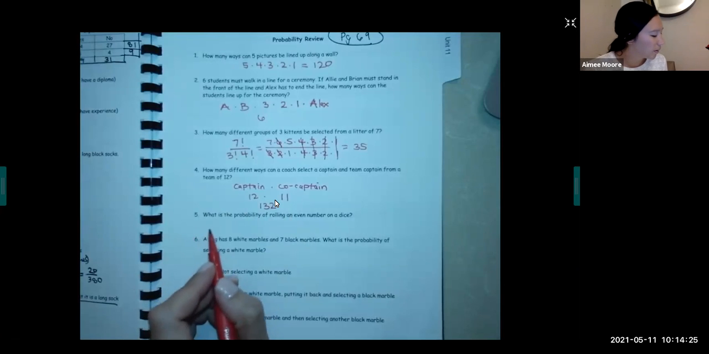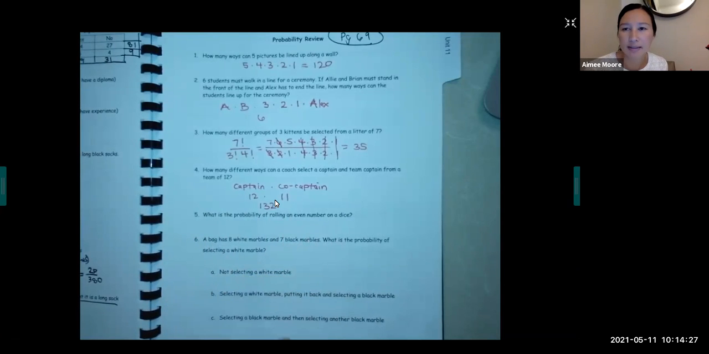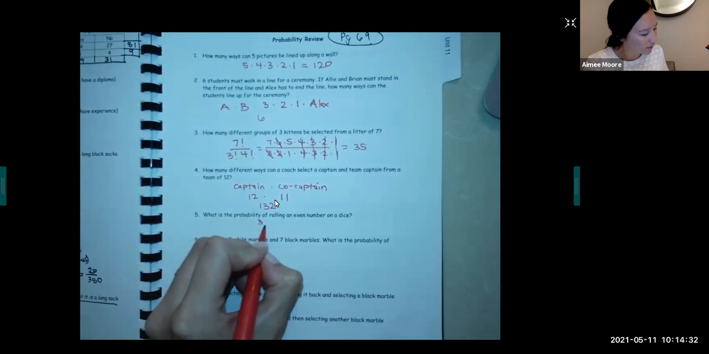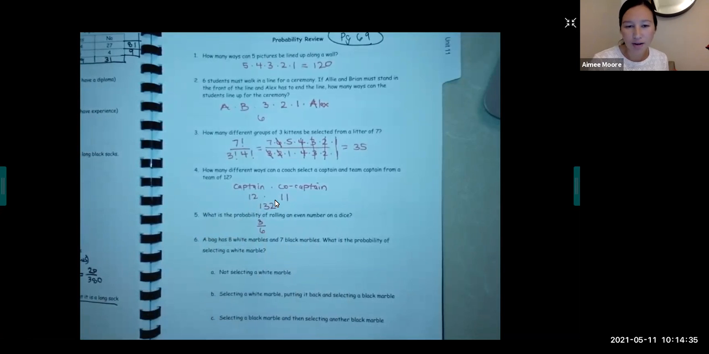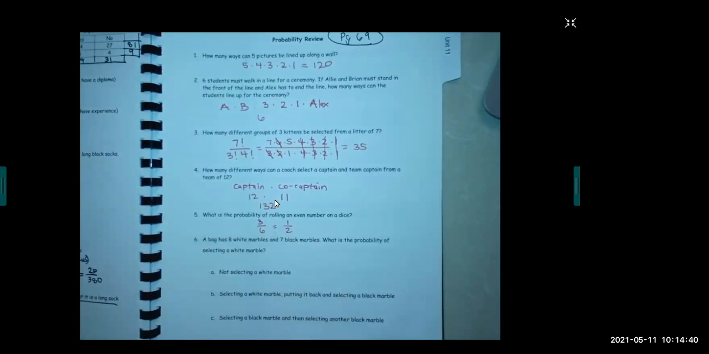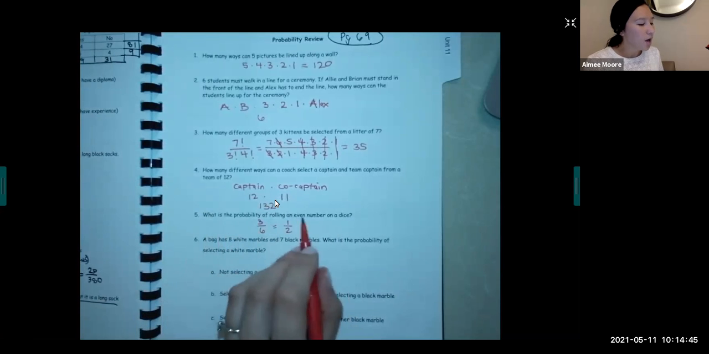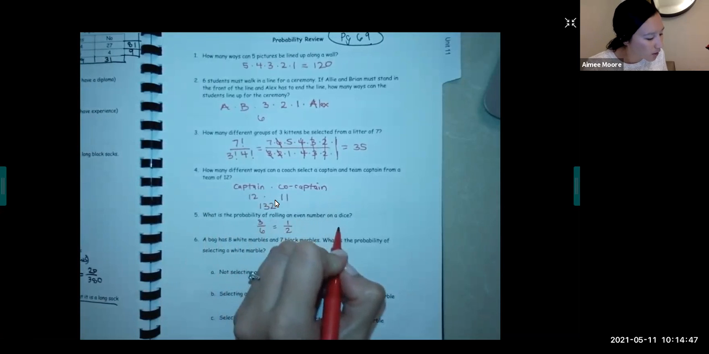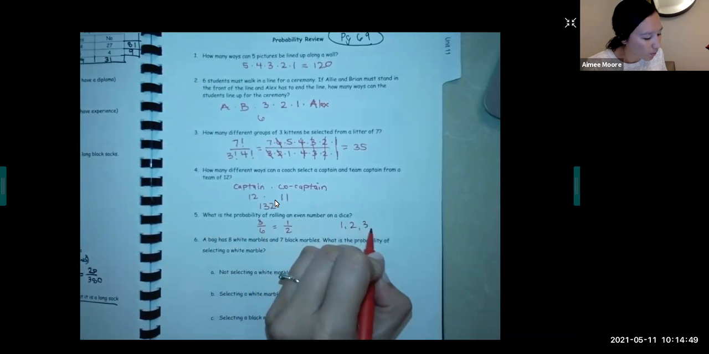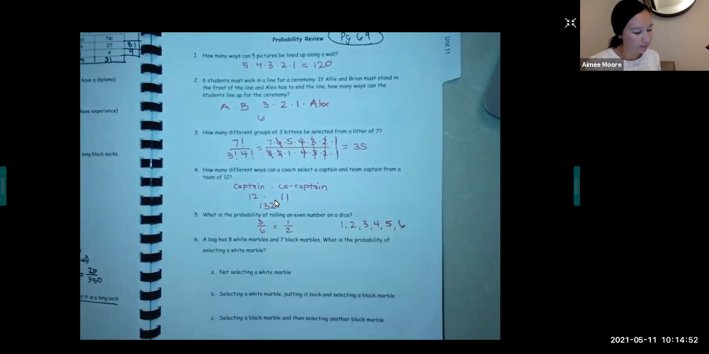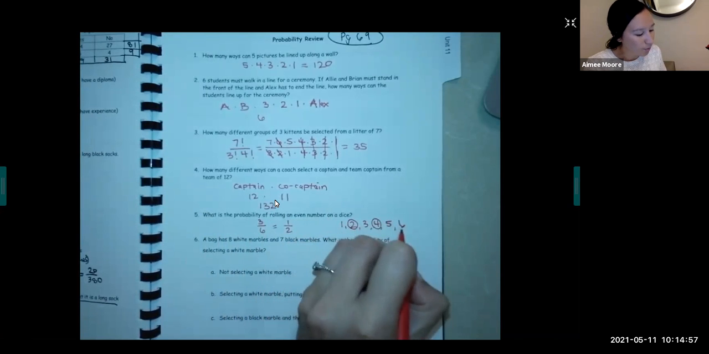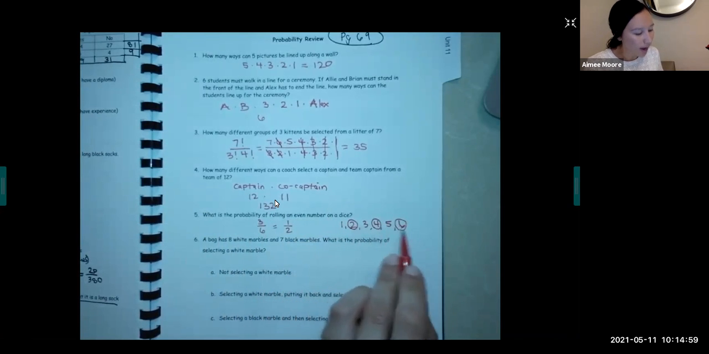Okay, Jade, what is the probability of rolling an even number on a dice? 3 out of 6. Yep, 3 out of 6. Any questions? How Jade got 3 out of 6, or 1/2? To be honest, if I ask a question, I feel like I'm going to get myself confused, so I'm not going to ask. Well, no. So if you understand the dice, the options on a dice are 1, 2, 3, 4, 5, 6. It's just 2, 4, 6. So for even, that'd be 2, 4, and 6. So that's 1, 2, 3 out of 6.